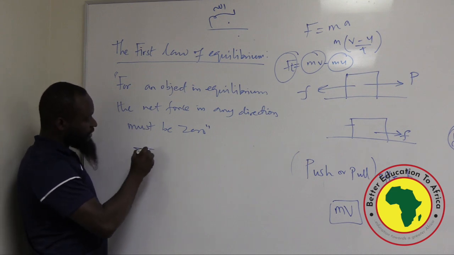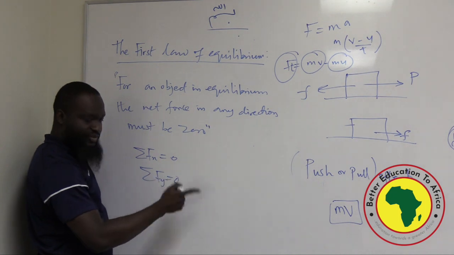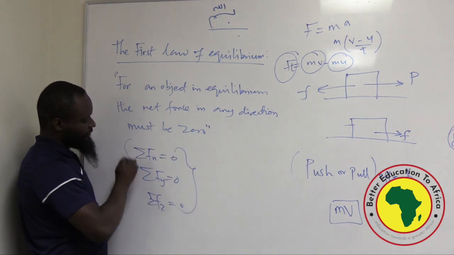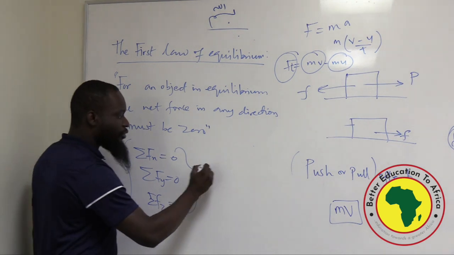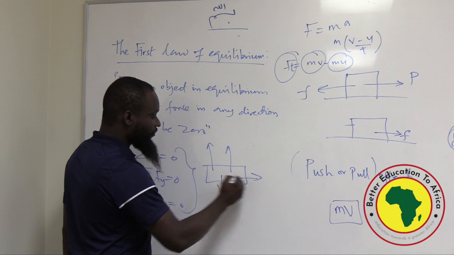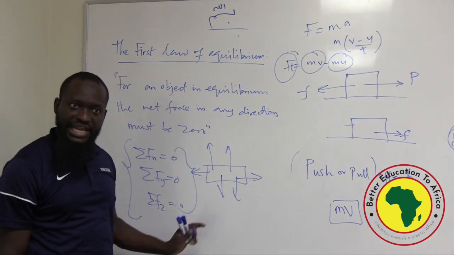The net force along the x-axis must be zero. The net force along the y-axis must be zero. And if you are working in 3 dimensions, the net force along the z-axis must be zero. So it means upward forces and downward forces must balance each other. Sideways forces, left and right, must too. That is just what it says. So if an object is in equilibrium, that happens.